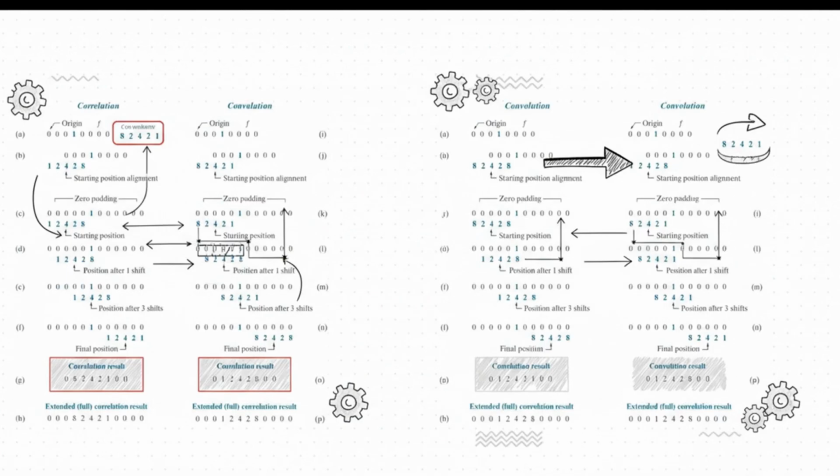Let's trace the process right here. On the left, with correlation, the mask W slides across, business as usual, and we get a result. Now, look at the right for convolution. See that first step? The mask is rotated 180 degrees before the sliding even starts, and that one little change gives us a completely different result at the end.